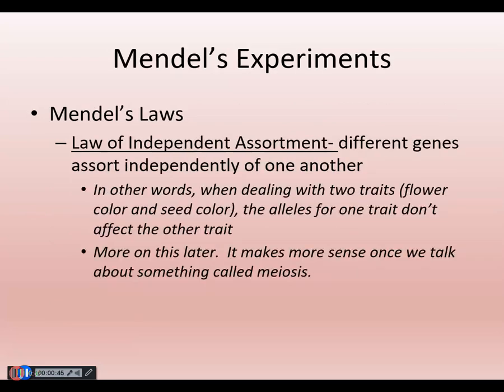The other one is called the law of independent assortment, and this says that different genes will assort independently of each other. And the traits for one thing won't affect the other one, and we'll definitely talk more about this one later when we start talking about meiosis.